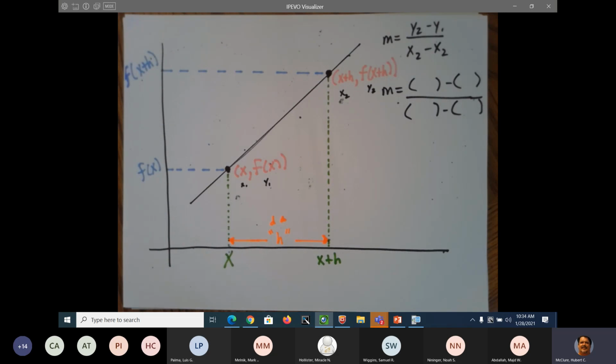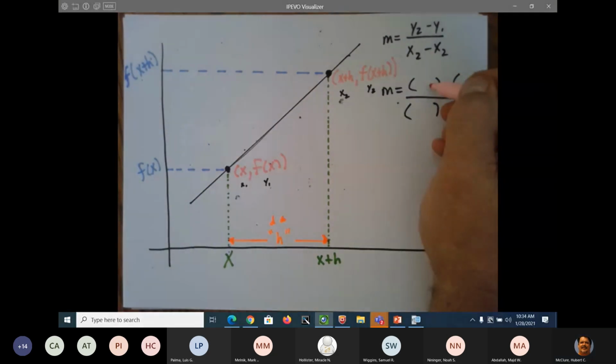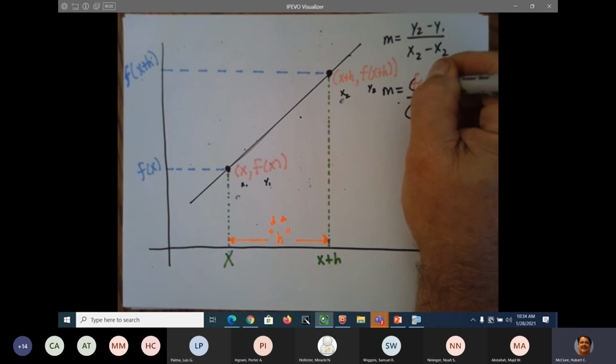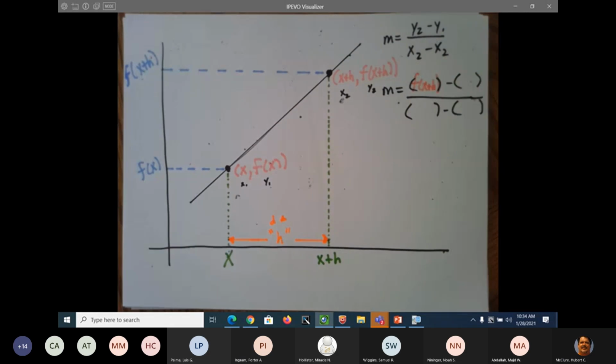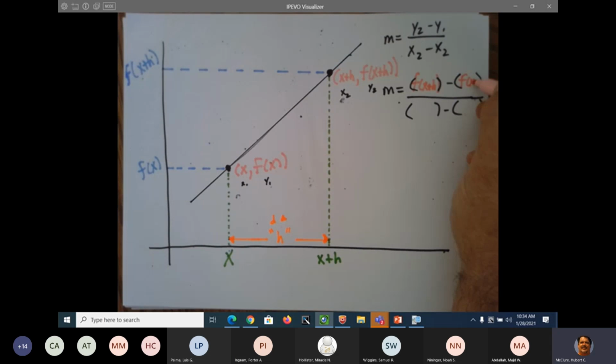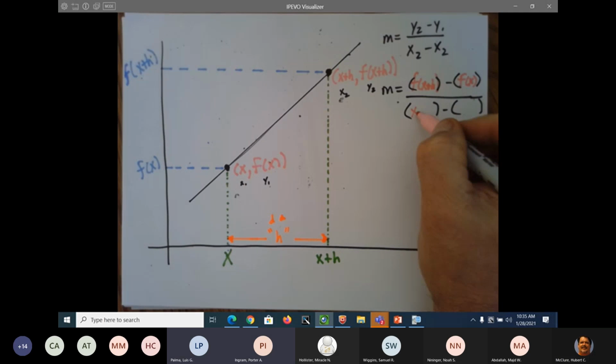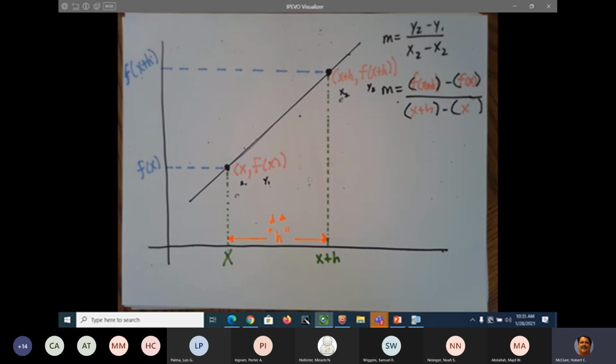Okay, so tell me what goes in this first parenthesis right here. That means I want somebody to talk. F of x plus h. Okay, what goes in this one? F of x. And what goes in this one? X plus h. And this one? X. Now, what's the only simplification that can be done?